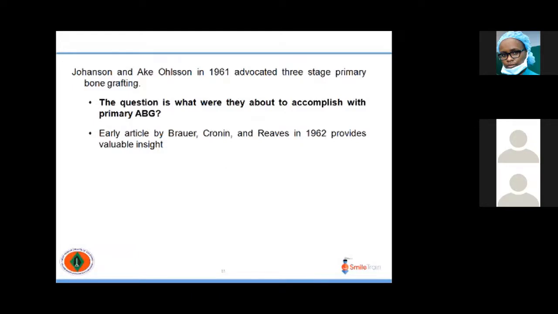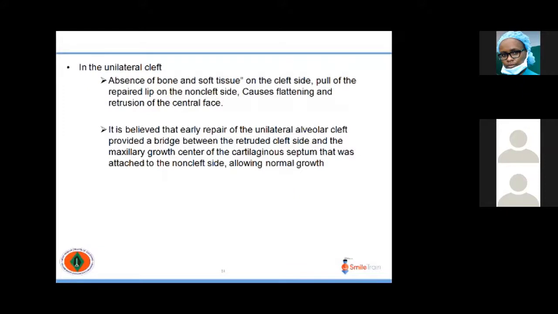In the case of unilateral cleft, they believed excess bone and soft tissue on the cleft side, and the pull of the repaired lip on the non-cleft side, cause flattening and retrusion of the central face. They also believed that early repair of this unilateral alveolar cleft provided a bridge between the retruded cleft side and the maxillary growth center of the cartilaginous septum that was attached to the non-cleft side, allowing normal growth.